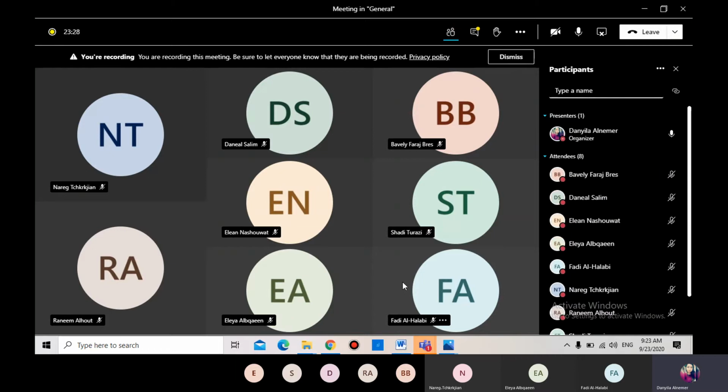Who can tell? The bigger by size. Can you raise your hand? Daniela, Ranim, Buffly. Which one is the biggest? Is it a country or a city?